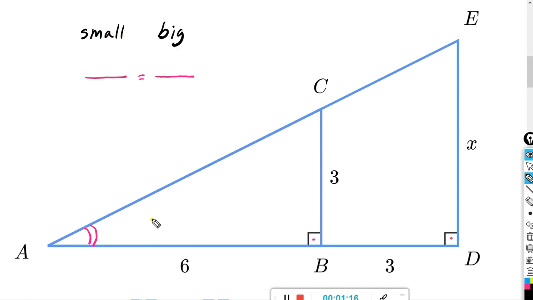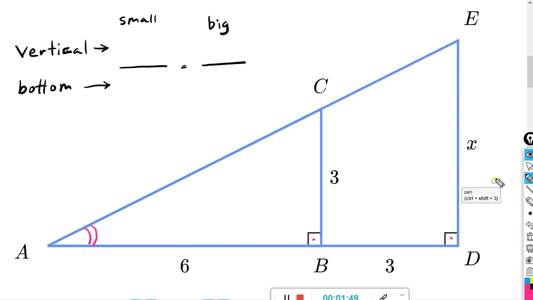All right. And in the numerator, that will be the vertical side. So I'll just label that vertical. And in the denominator, that will be for the bottom part. So I'm just going to label that bottom. And now we can fill in the side lengths.